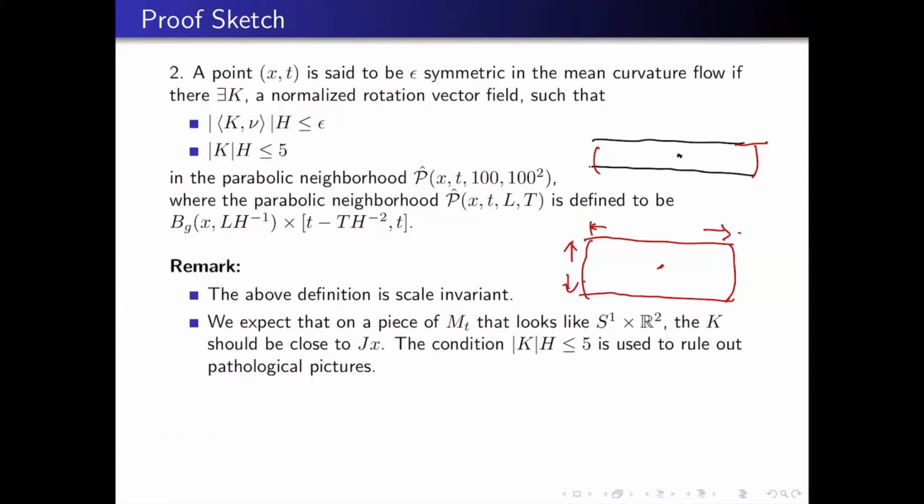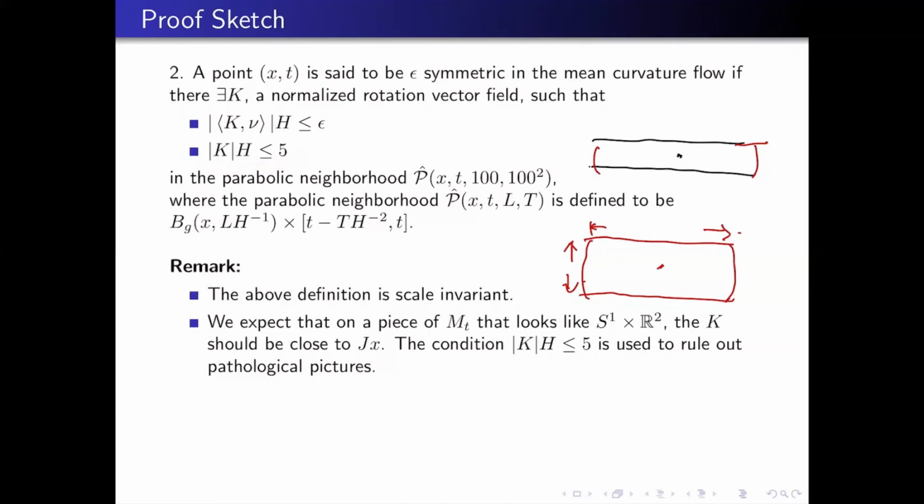The second remark is about this condition. The reason we have this condition is that we don't want it to have exotic pictures. We do expect that if we have a piece of MT that looks like a cylinder S1 cross R2, and we have a vector field that is very tangential to MT, then we should somehow restrict ourselves to those which are close to JX. But if we don't add this condition, then some weird picture could happen.